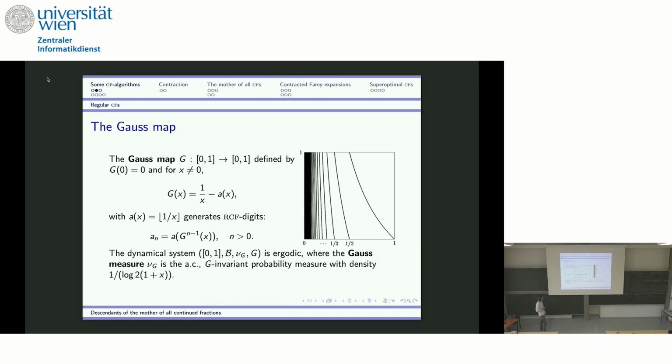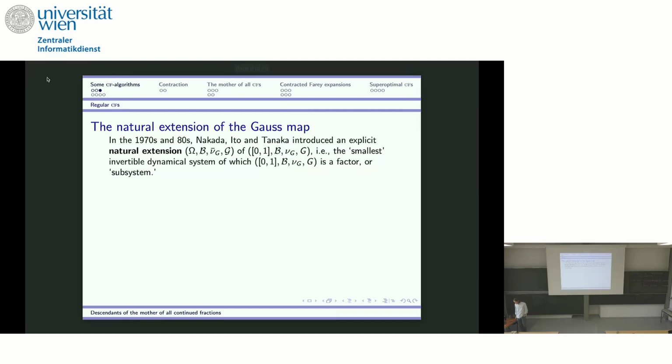And you can study the system dynamically. There's an associated invariant probability measure that's absolutely continuous with respect to the Lebesgue measure, called the Gauss measure. This has density 1 over log 2 times 1 plus x. It is named after Gauss, who basically asserted its existence in an 1812 letter to Laplace, but it's unclear how Gauss actually came up with this measure. There have been several attempts to derive this measure from scratch since then. One of these comes through the natural extension of the Gauss map, which was also mentioned by Hitoshi Nakada earlier today.